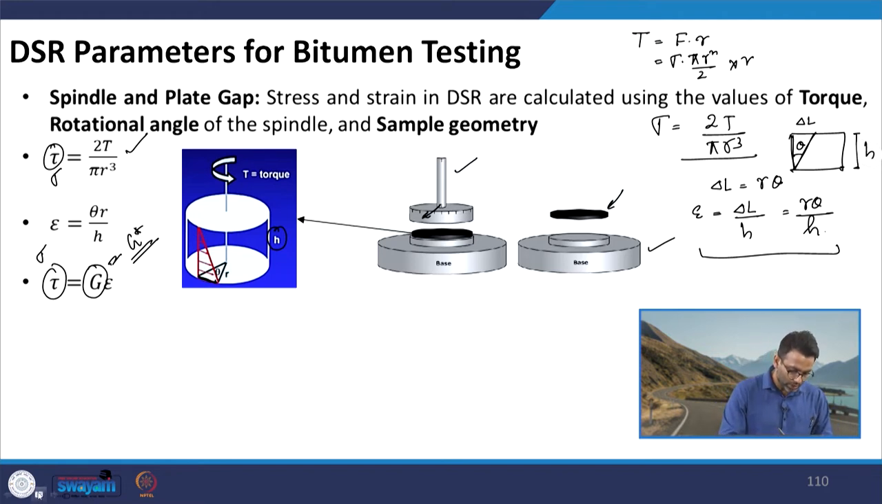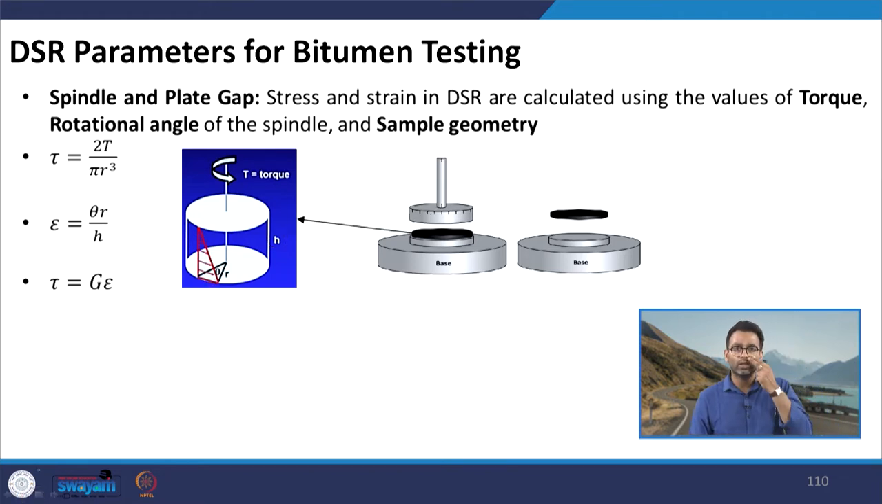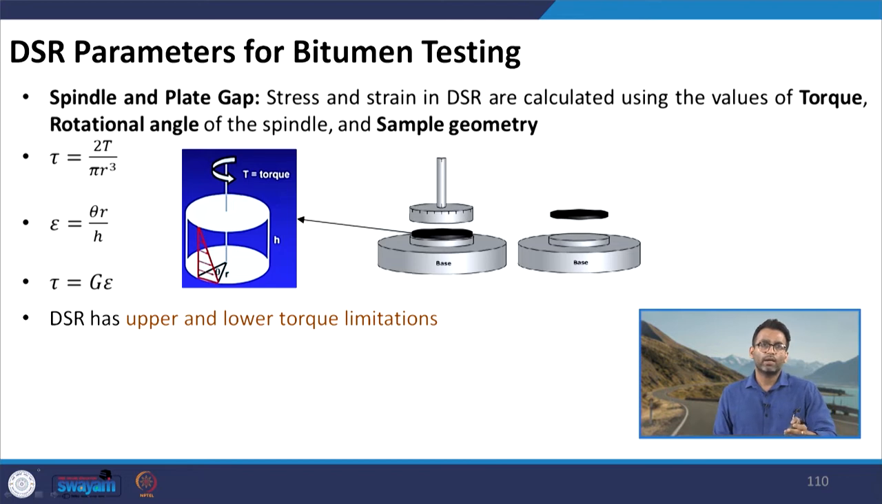Talking about the selection of the sample size in terms of radius or diameter and height, we have to understand these equations and then what are the criteria which are imposed during the measurement. We have to understand that DSR, being a mechanical instrument, has its own limitations in terms of upper and lower torque. So it has its own capacity of applying some minimum torque, and it has its own capacity of applying a maximum torque. That depends from machine to machine, from manufacturer to manufacturer, all right.